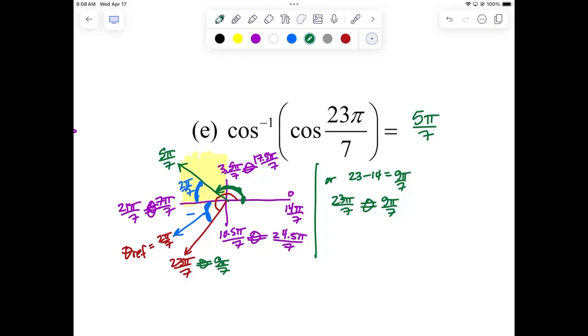If it were arc sine, it would be easy, right? The answer would just be negative 2 pi sevenths. We would just rotate straight down into quadrant 4. These are fun, aren't they? Capital fun with a capital F.